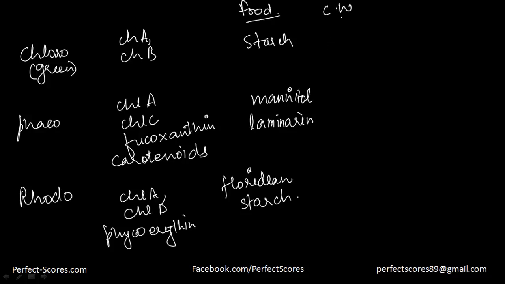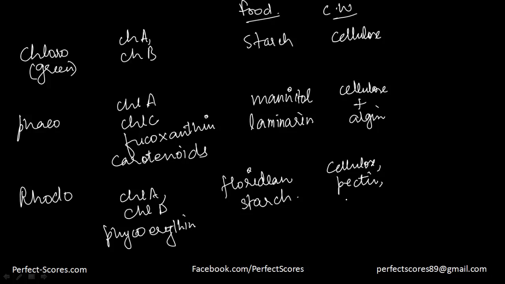Coming to the cell wall. The cell wall in the Chlorophyceae is made up of cellulose. In case of Phaeophyceae, it is cellulose with a layer of algin on the outside. And in case of Rhodophyceae, cellulose, pectin, and polysulfate esters as well.